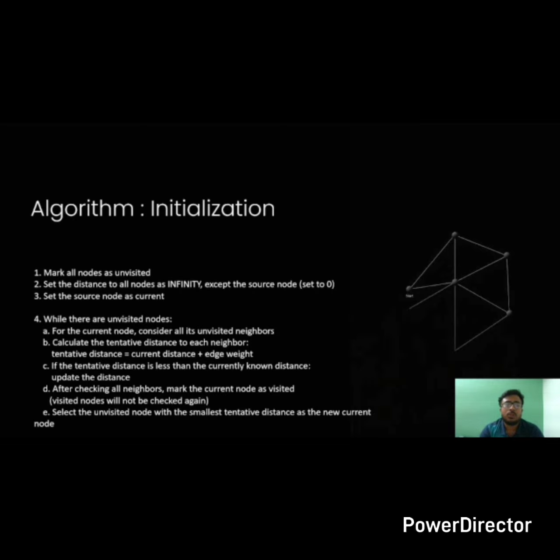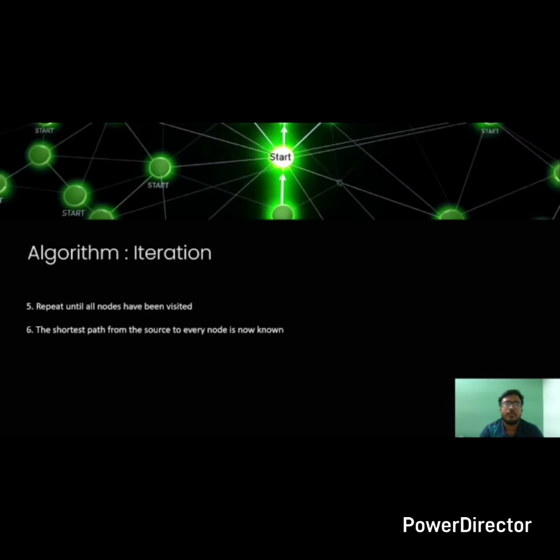Now we move on to the select step. Select the unvisited node with the smallest tentative distance as the new current node. Now we repeat until all nodes have been visited. The shortest path from the source to every node is known by calculating everything after visiting all the nodes from the source node.